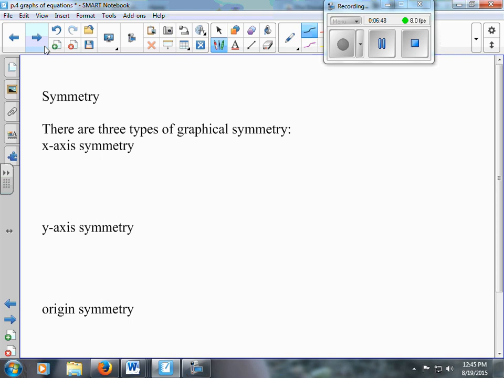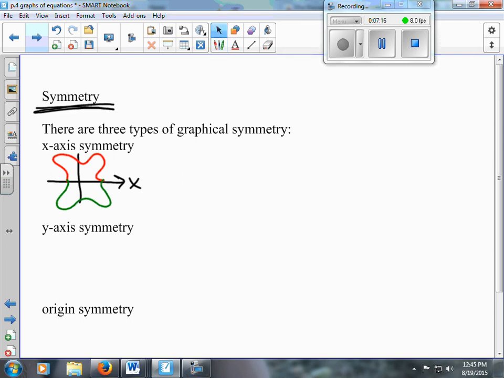Symmetry, next topic, and then we have one more topic after this. Symmetry, three types of graphical symmetry: x-axis symmetry, y-axis symmetry, and origin symmetry. Things that are symmetric across the x-axis reflect over the x-axis. So I'm going to draw some butterflies here. If I have half of a butterfly up here, then x-axis symmetry means the other half of the butterfly is down there.